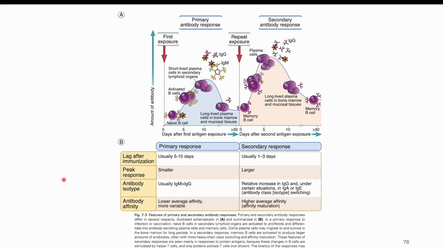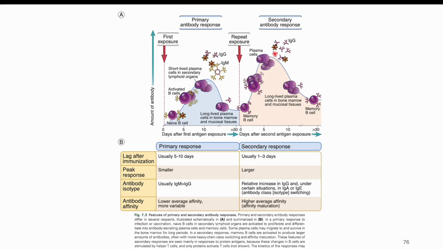So after first infection or vaccination, the lag phase after immunization in the primary response is 5 to 10 days. Now you know why. While in the secondary response it is usually 1 to 3 days. The peak response is smaller. So you can see the intensity as well. The amount of antibody is smaller in the primary response, or less in comparison to the secondary response.